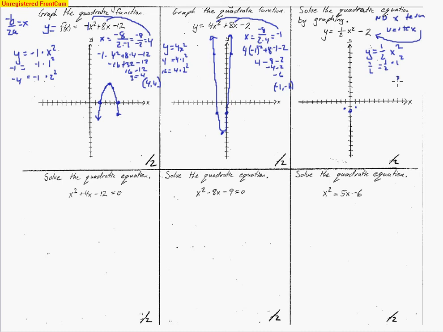If I square 2, I get 4 times 1/2. I end up with 2. So over 2 spaces brings me up only 2. And so I have those 2 points, and then I sketch that graph. And so it's a little bit wider when we're multiplying the x squared term by 1/2.